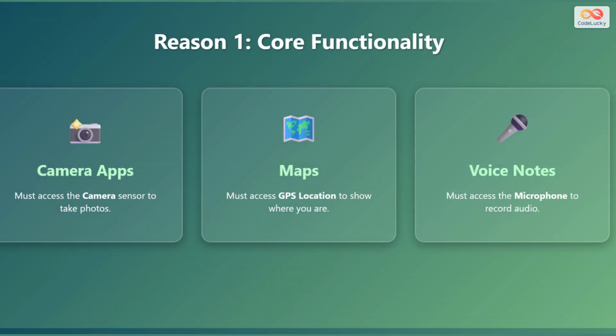The most common reason an app asks for permission is simply to do its job. A camera app is useless if it cannot access the camera sensor. A navigation map cannot give you directions if it doesn't know your GPS location. These are essential permissions required for the core features to work.